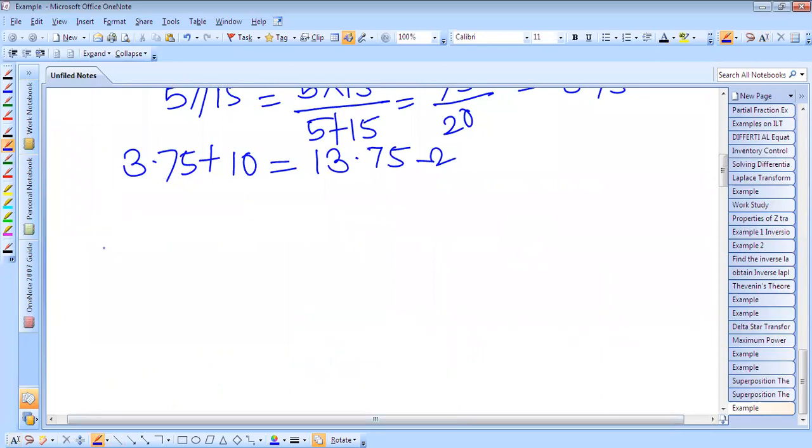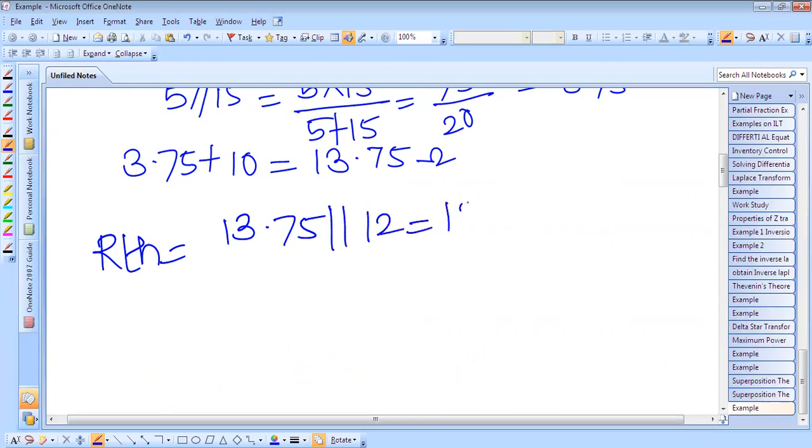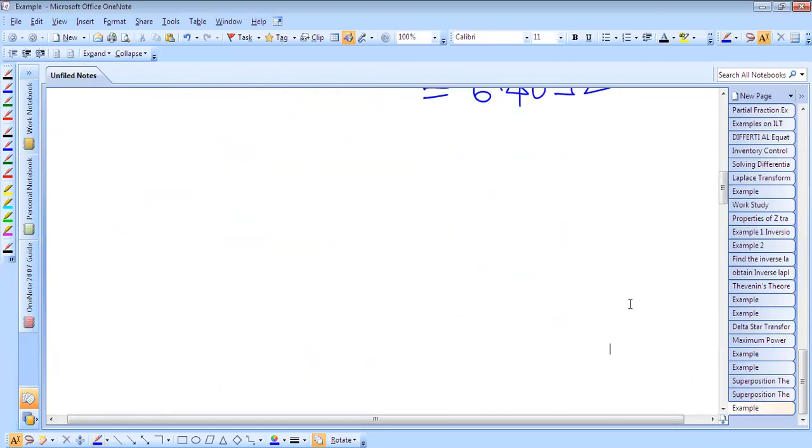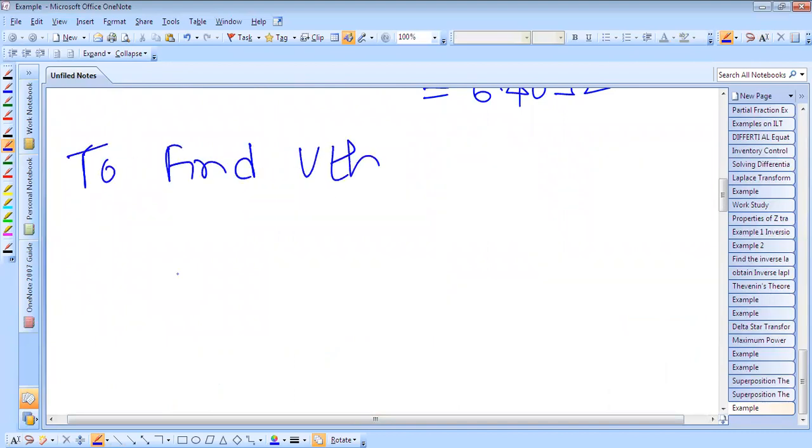So RTH can be found as 13.75 in parallel with 12 ohm. This is coming equal to 6.40 ohm. So now the next step is to find VTH. So VTH can be found.